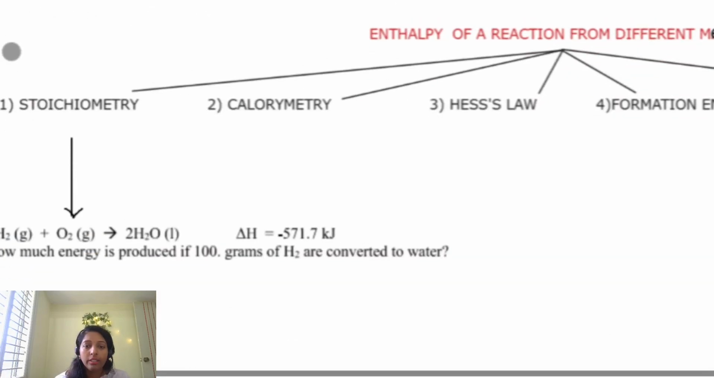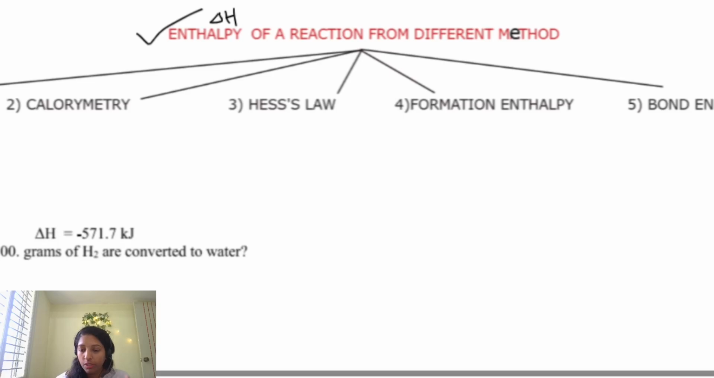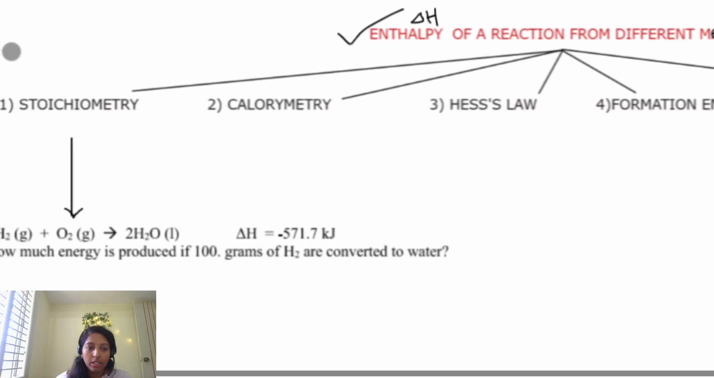Then the thing is how to calculate the enthalpy. Delta H is what we call the enthalpy of the system. So if you understand the enthalpy, then how do you calculate the enthalpy of a reaction? You can use different methods. The first method is stoichiometry. How do you use stoichiometry? Stoichiometry is very simple. You are provided with the thermochemical equation like this.